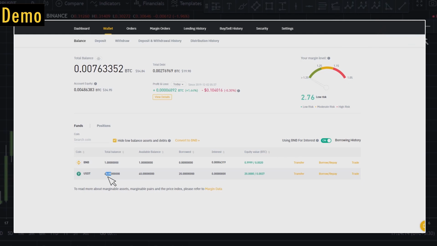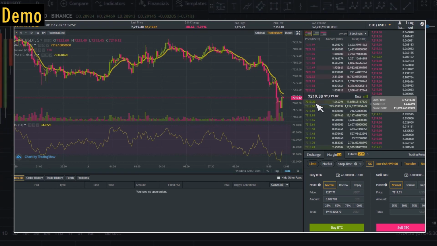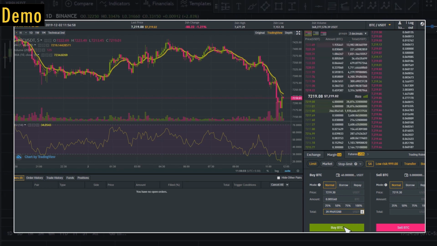That's it. You can see that the balance has gone up by 40 and the amount borrowed is 20. Now if I go to my wallet and I want to place an order at this price, you can see that I can place with $40. Click on buy.